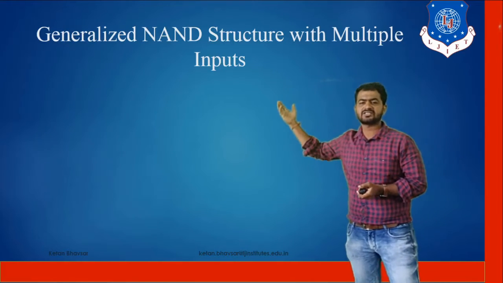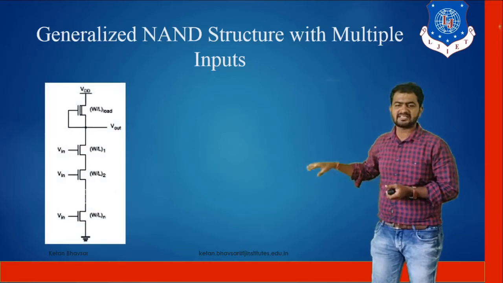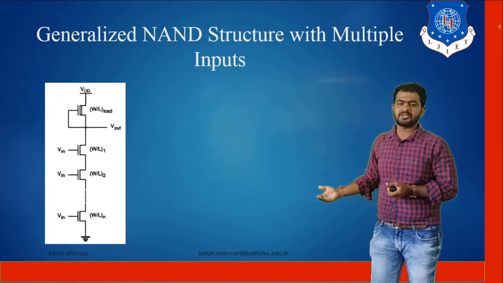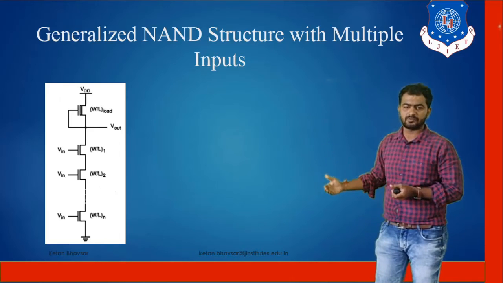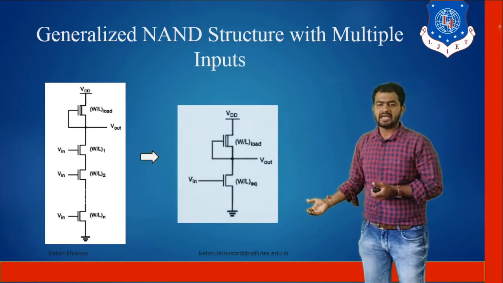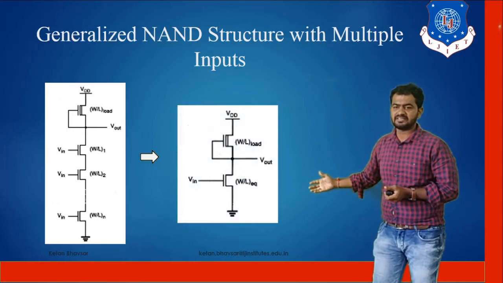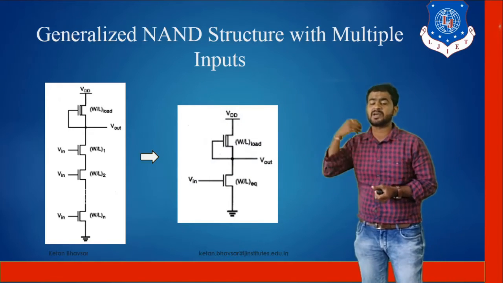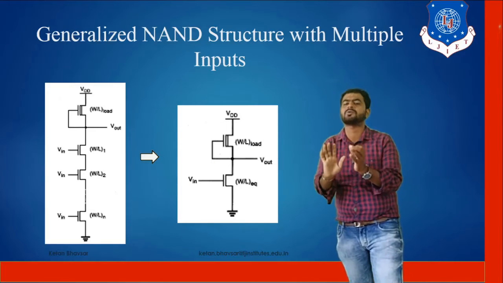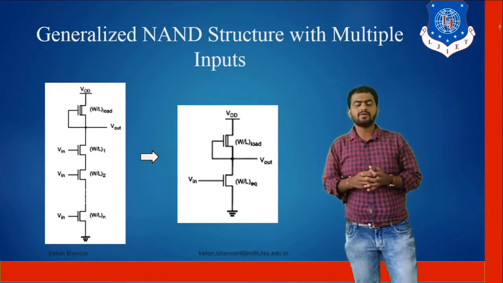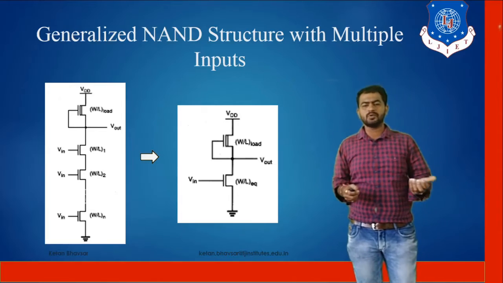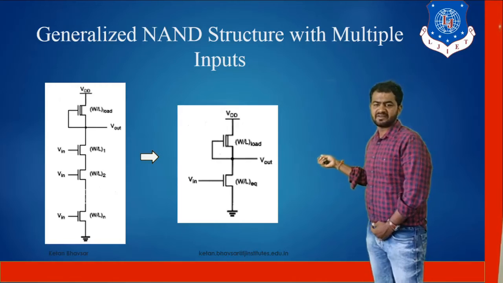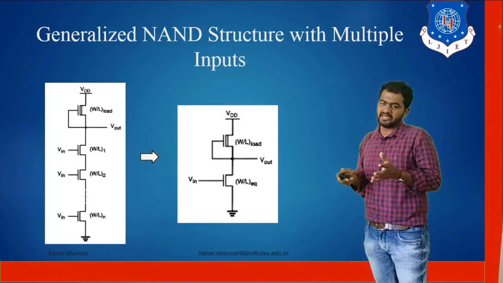Now the generalized NAND gate structure with multiple inputs. As you can see, in the same way, one PMOS and a number of NMOS are connected in this particular manner, VA, VB and up to VN. Similarly we can identify it with this diagram too, meaning the W by L load is equivalent to the W by L equivalent configuration, where a number of NMOSes are connected in this structure. It can be 1, 2, 3, 5 or any count, so it can be identified with the help of the W by L equivalent configuration.